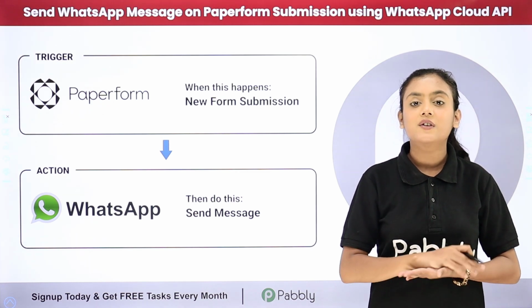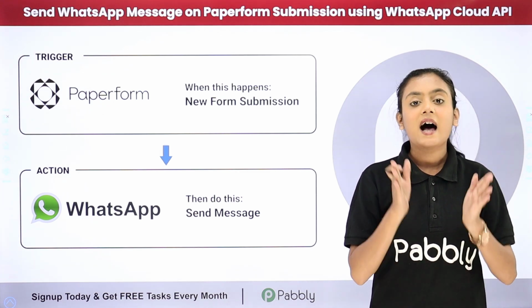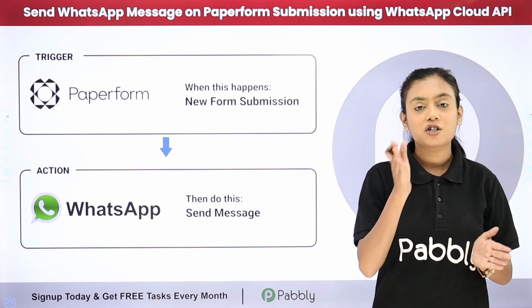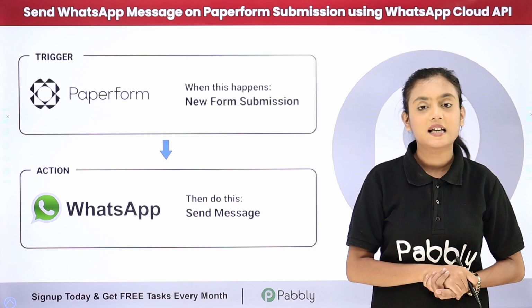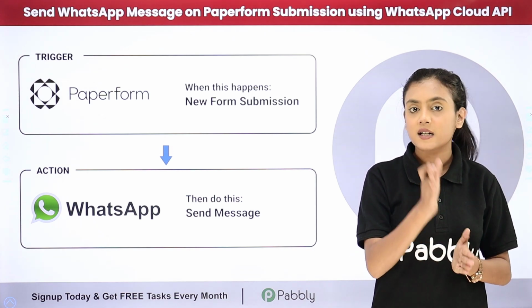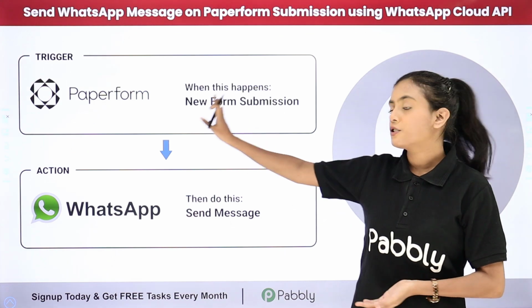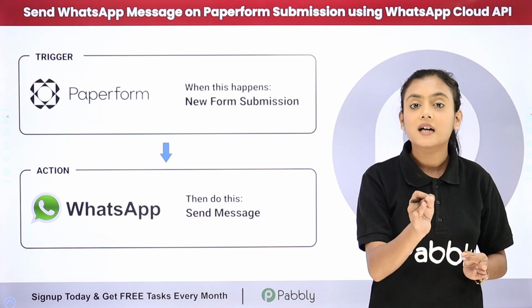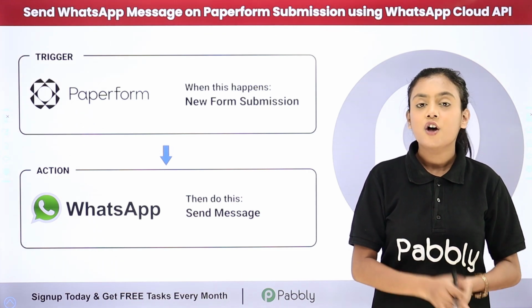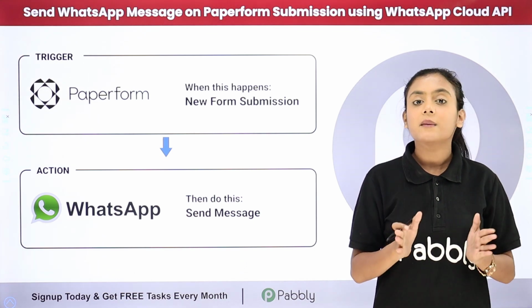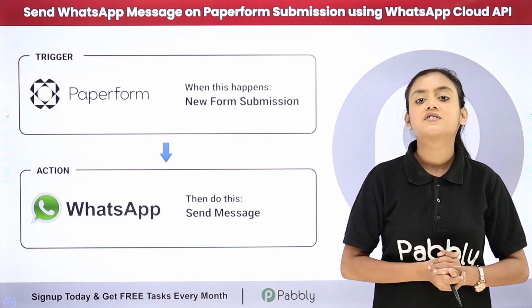So I am an owner of an event planning business and I have created a form using Paperform with the help of which I collect my potential customers and clients' details and information. So here what I want is that whenever any of the potential customers and clients makes a new form submission with the help of Paperform, automatically I want to send that same customer a WhatsApp message thanking them for showing interest in my services. And if I do this manually, it is going to take me a lot of time.